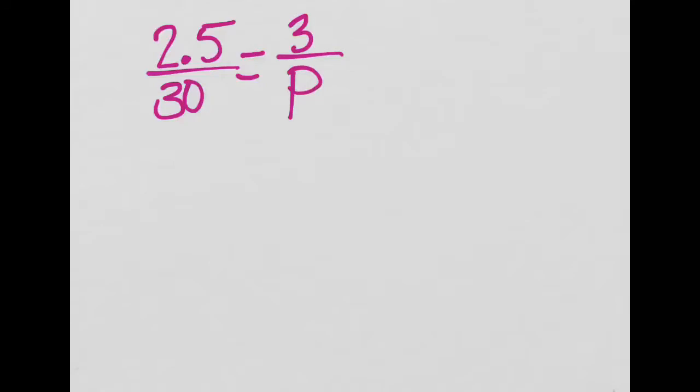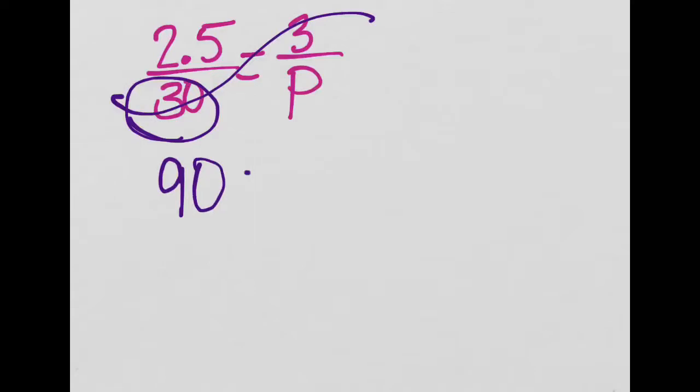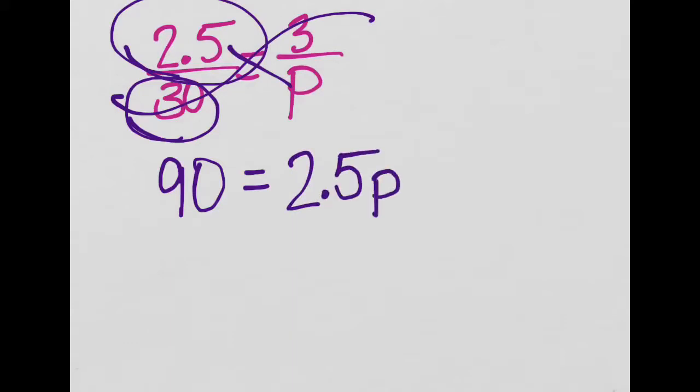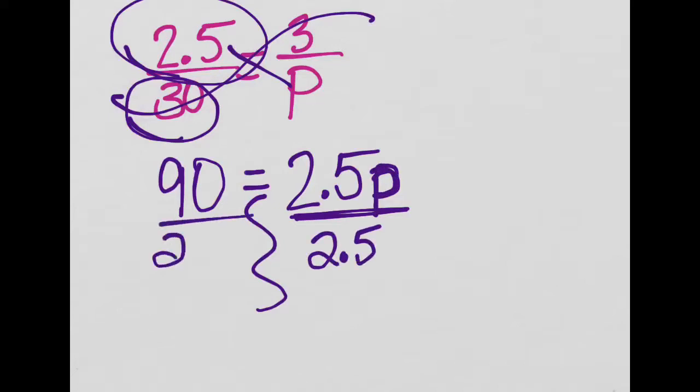So we'll go ahead and start with taking the bottom of the left and cross multiply to the top on the right. 30 times 3 is going to give me 90, and I'm going to make that equal this 2.5 times p. And I know that they are multiplying because they're smushed up next to each other. And in order to get this p by itself, I want to divide by the number in front of it. So I'll divide by 2.5.